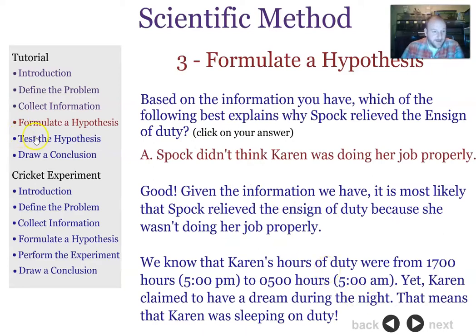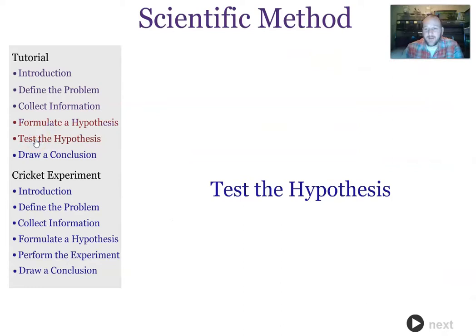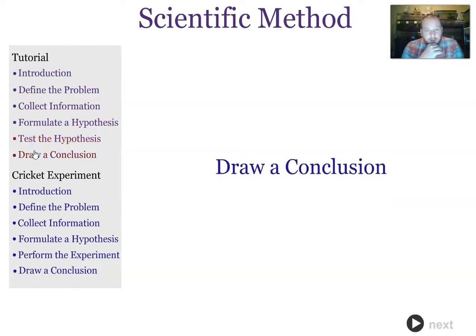It walks through this. Gives you an opportunity to test the hypothesis and walks through what a variable is and the difference between a confounding variable and the independent variable. And then, of course, drawing a conclusion that's appropriate based on results. And it talks about some anecdotal stories where people don't do this well. And then you can move on to the cricket experiment itself.